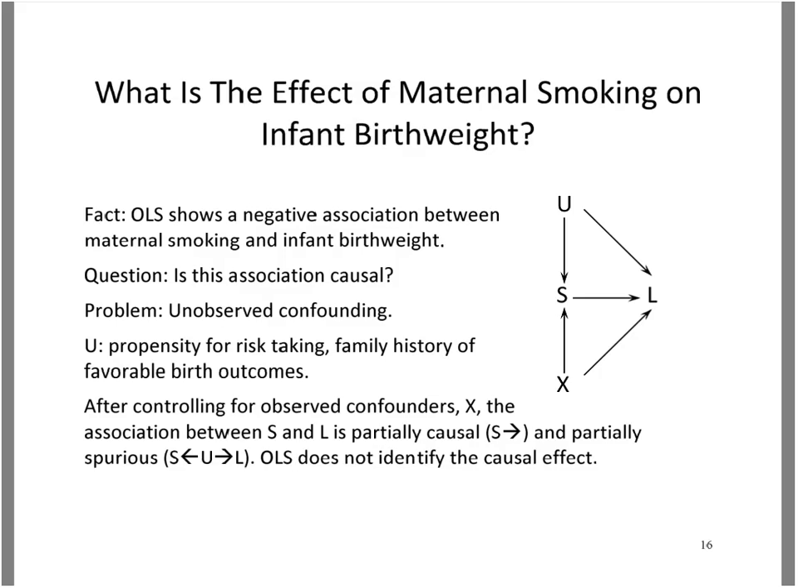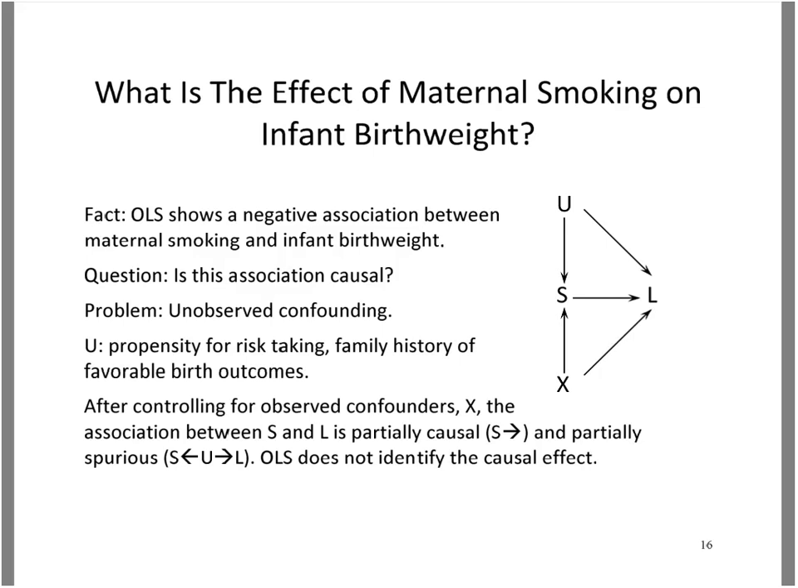So as we all know, it's a fact that ordinary least squares regression or just simple correlations show a negative association between maternal smoking and infant birth weight. Smoking mothers have smaller babies than non-smoking mothers. The question we want to ask now is whether this effect is causal. The secondary question we want to ask is, can we show this easily with a DAG? Okay, now the problem that we're facing is unobserved confounding.